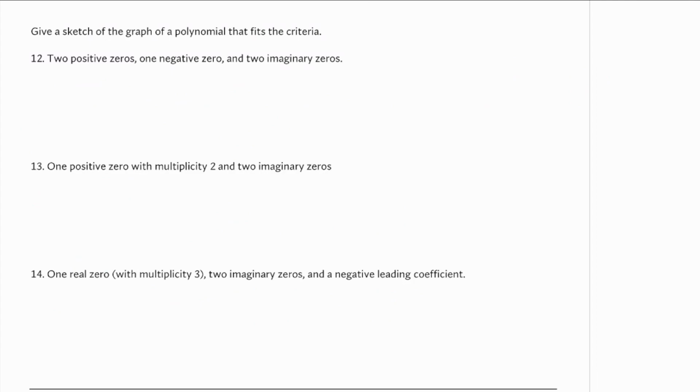Alright, now we're going to do some of these. Give a sketch of the graph of a polynomial that fits the criteria. Okay, by positive zeros and negative zeros, we just mean to the left and right of the y-axis. So maybe I'll just draw the y-axis right here. And I'll sketch my graph in red. Okay, so 2 positives, 1 negative, and 2 imaginary. So I should probably say, okay, I've got 3 real and 2 imaginary. That's going to be degree 5.